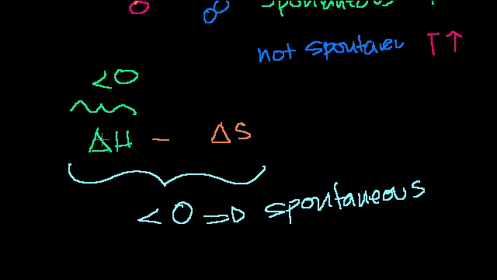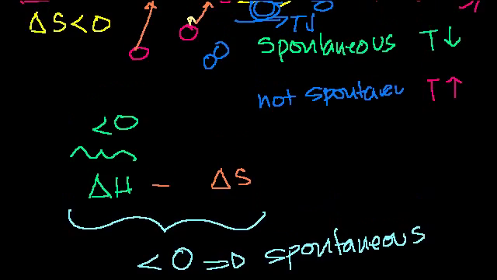this is spontaneous. So if this is negative, we're releasing energy. And then if this is positive, we're getting more disordered. So this whole thing will be negative. So that seems good. Now what if entropy is negative? If entropy is negative, this also speaks to the idea that it makes the reaction a little less spontaneous.